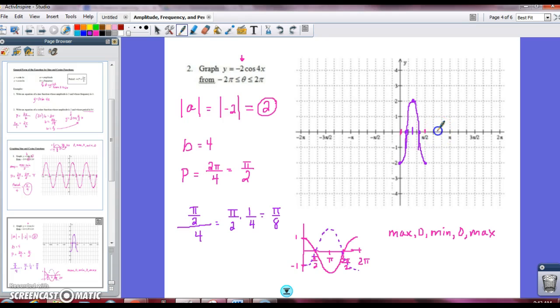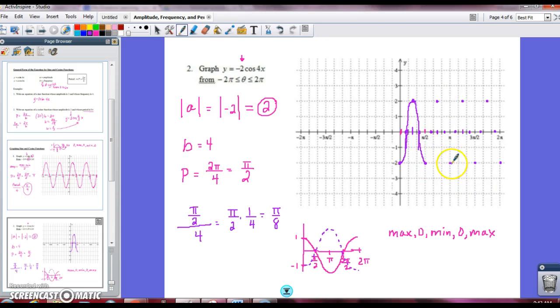And then I can continue on with that. So if I divide it in half and I divide it in half again, I'm at my min, then I go back to 0, and then I go up to my max, and then I go back to 0, and then I go back to my min. And then I can do that again. So divide it in half, and then divide it in half again. So I go back to 0, back to my max, back to 0, back to my min, back to 0, back to my max, back to 0, and back to my min.